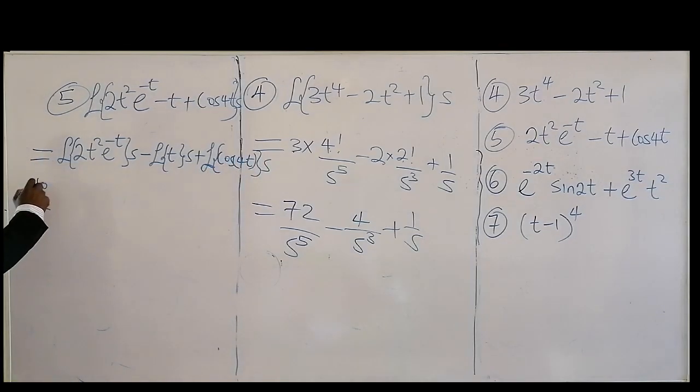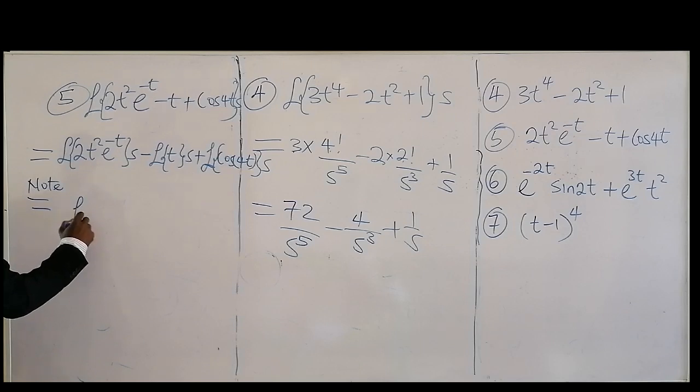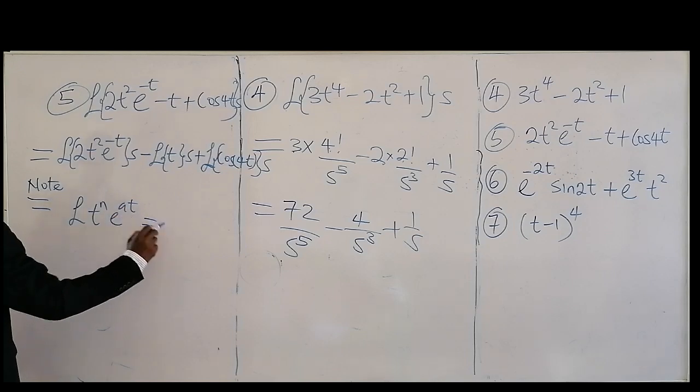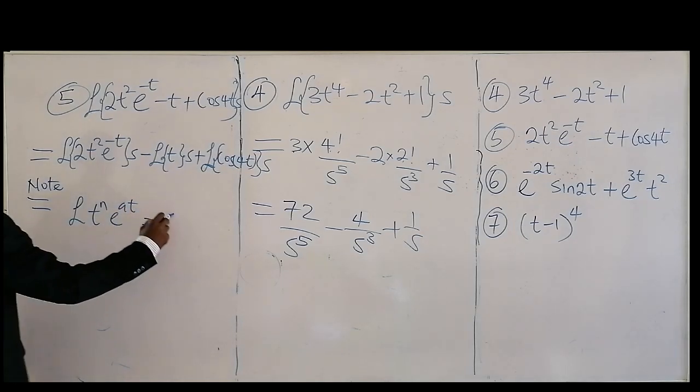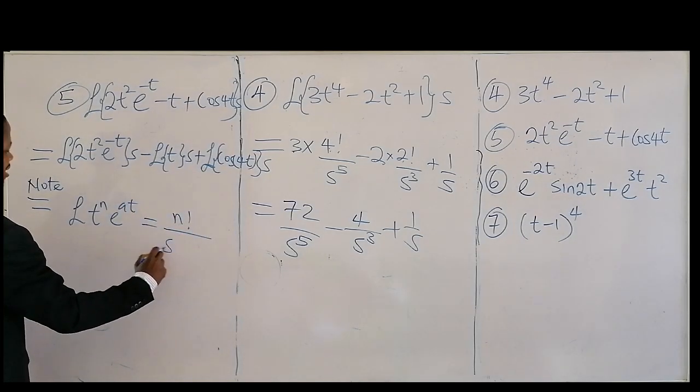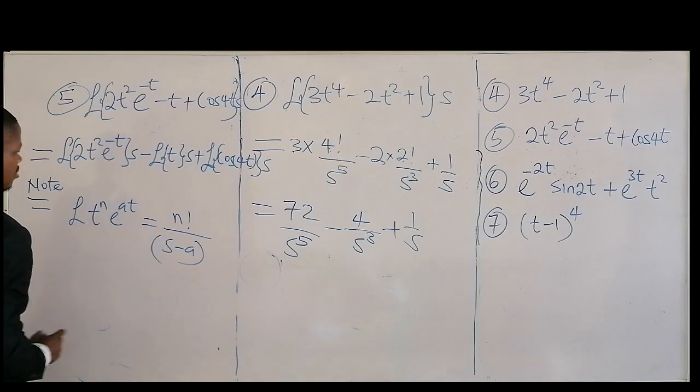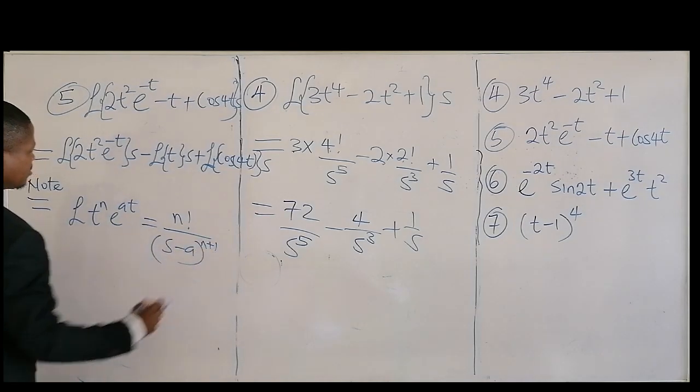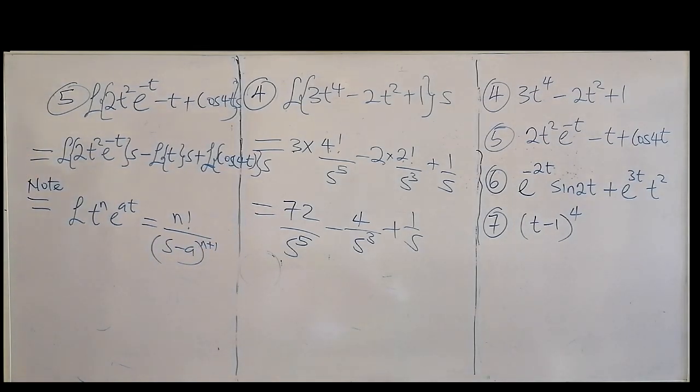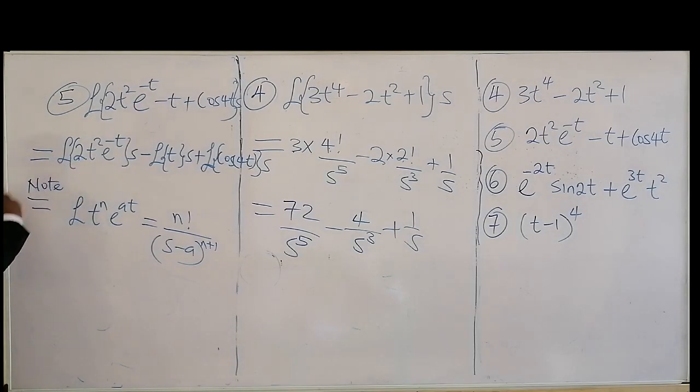And note, from the table, we know that the Laplace of this will give us n factorial over x minus a to the n plus 1. So the same thing we are going to use. This 2 is a constant, so you can take it outside the Laplace.